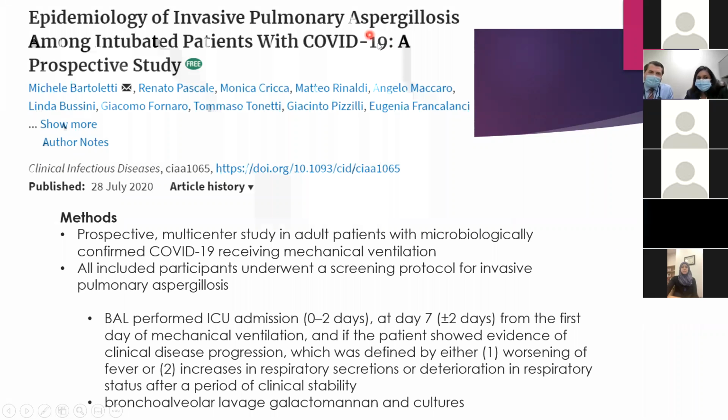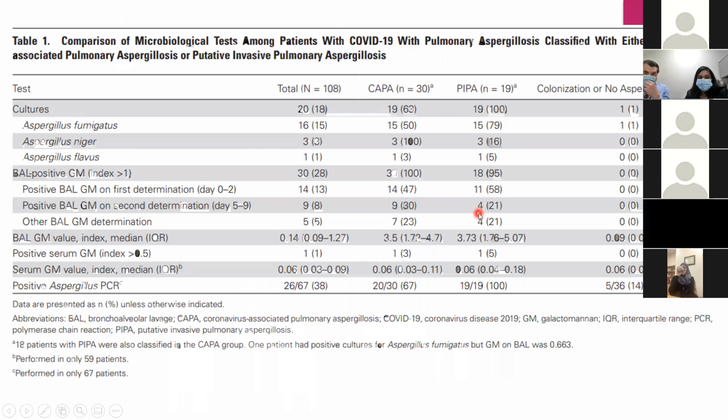And here, this is the epidemiology of invasive pulmonary aspergillosis among intubated patients with COVID-19. Essentially they're looking for aspergillosis in these COVID patients. The way they tried to diagnose was with either a bronchoalveolar lavage specimen, or galactomannan and beta-D-glucan, which come from your blood. So they used indirect markers to see if they had aspergillosis. And when they did, this is what they saw.